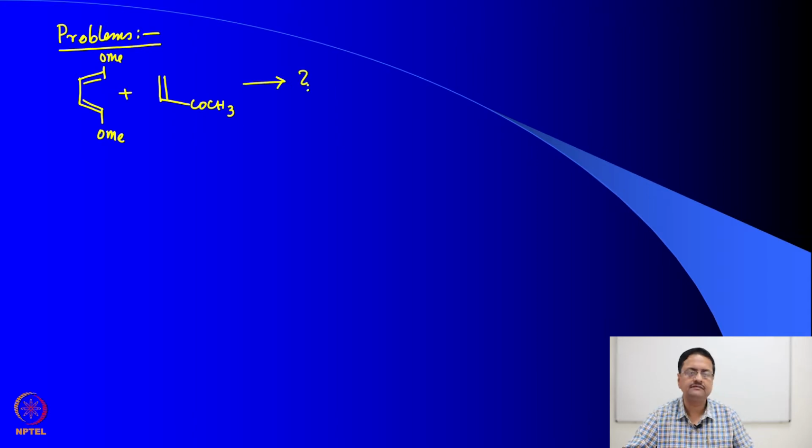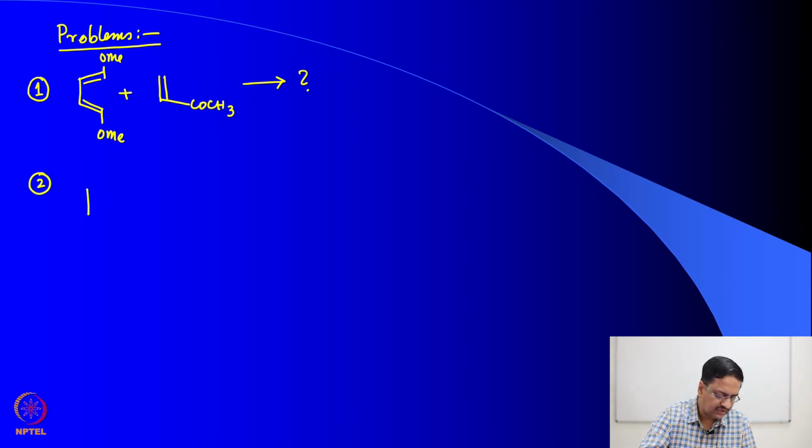So, here you have a symmetrically substituted diene with an unsymmetrically substituted dienophile, and this reaction I hope is very easy for you to guess the product, because there is only one product and only one way that you can think of to make it, and there will not be any difference arising out of the diene. The second problem that I would like you to try to solve is this one.